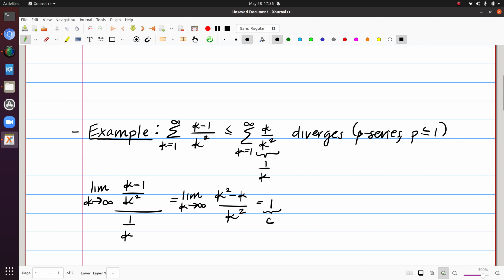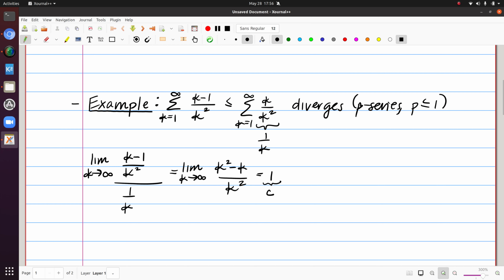This is my c value, and what matters here is not so much the number I got. If I had gotten 1 million or 0.0001, or as I have here 1, all that matters is that that limit is between 0 and infinity, which means that the test is now applicable. This means the two series that we're looking at behave the same. We know that one of those series diverges. So in fact, this tells me that the one we started with, terms k minus 1 over k squared, behaves like the other series. So this series diverges as well. And here I want to reference that the test we're applying is the limit comparison test.